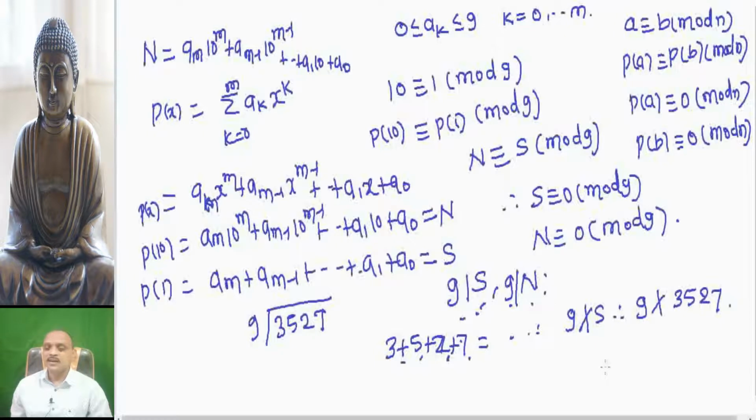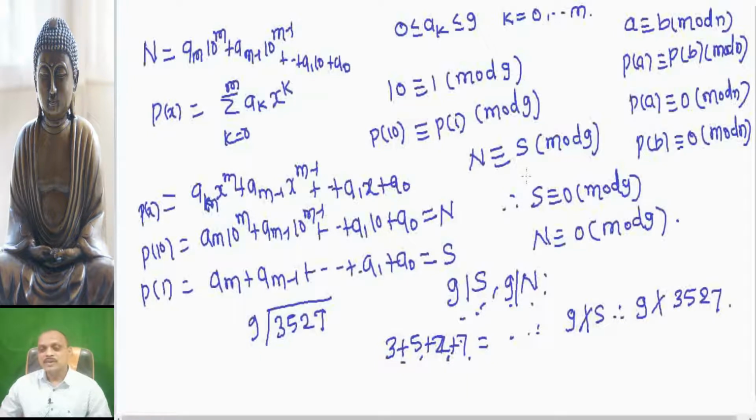This is the important point which we get from this theorem. So this is the proof. If we take the number n, consider the polynomial p of x, then we know that 10 is congruent to 1 modulo 9, so p of 10 is congruent to p of 1 modulo 9. Then this number p of 10 is nothing but n, and p of 1 we call s.